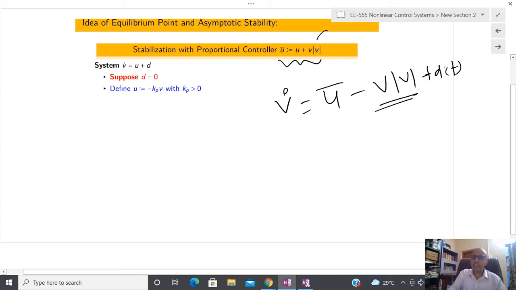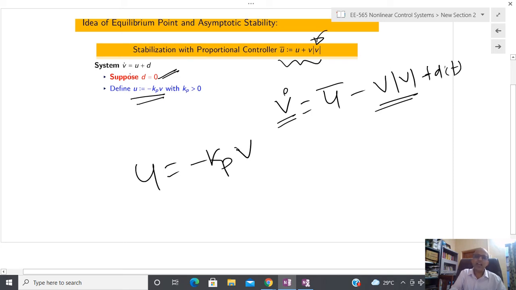So I am going to put that force here, and I am going to design u, and I am assuming that u is just a function of this velocity. This is called proportional control action, and for the time being I am assuming that d equal to 0, and I am going to design a control that is based on the present information of the velocity.